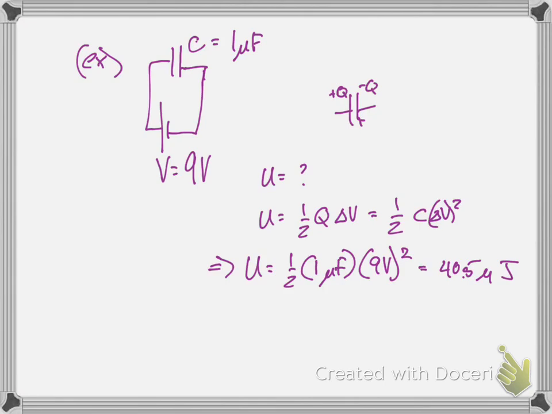Now, farad times a volt is an energy. It's MKS units, so that's going to be joules. 40.5 microjoules. So it's not a lot of energy. It's a little bit of energy. Remember, this holds true for any kind of capacitor. It doesn't have to be a parallel plate capacitor.